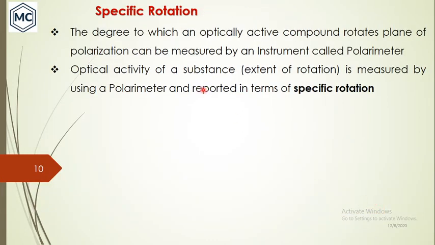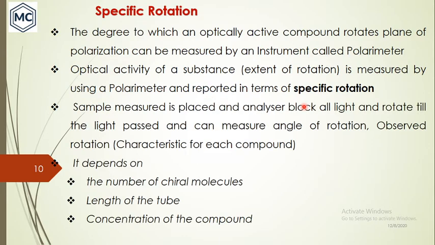And what is meant by specific rotation? The degree to which an optically active compound rotates the plane of polarization can be measured by an instrument called a polarimeter. Optical activity of a substance, that is the extent of rotation, is measured using a polarimeter and is reported in terms of specific rotation. The sample is placed, and the analyzer blocks all light, and it has to be rotated. The analyzer has to rotate till the light passes, and we can measure the angle of rotation.